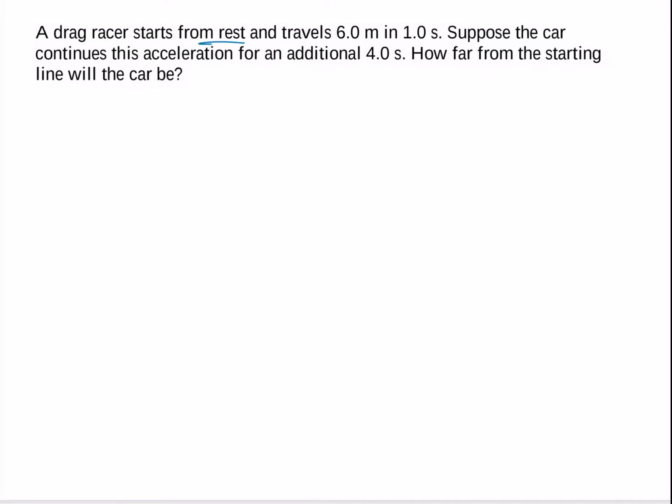So we started from rest, right? We're in a quadratic relationship because we have an acceleration. We went 6 meters in 1 second, so the acceleration is 6 meters per second squared. Acceleration equals delta v over delta t, 6 meters per second over 1 second, 6 meters per second squared.